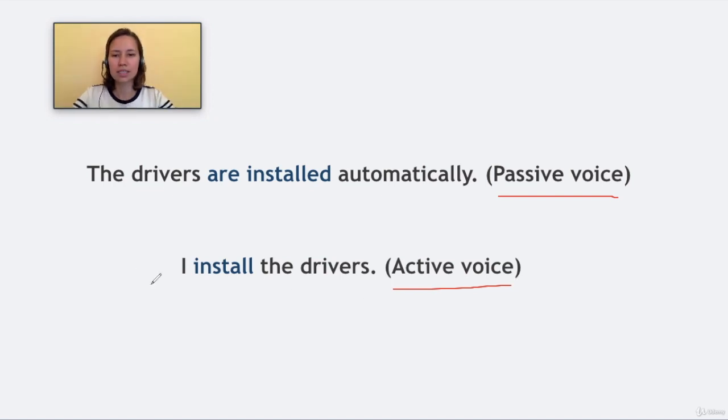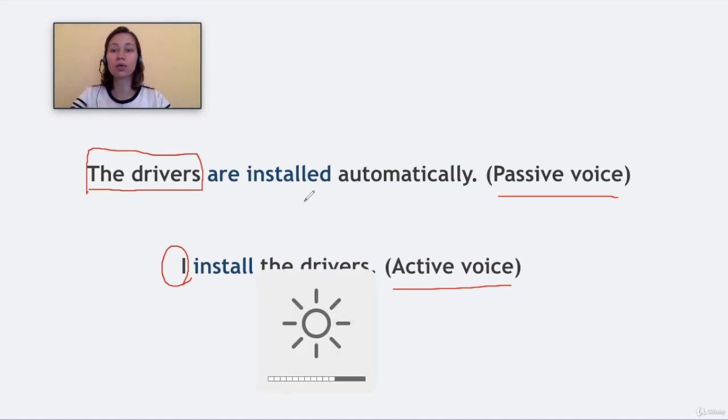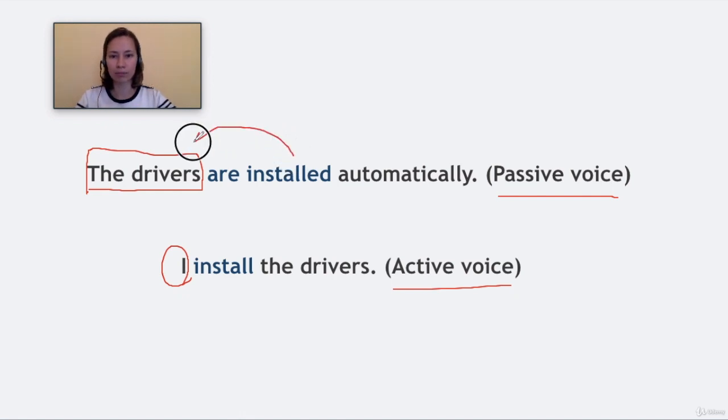If you look carefully, you can see that in the second sentence, we have the subject, which is I. We have a person who does the action. I install. I do something. And in the passive sentence, there is nobody who does the action. You see that the drivers are installed, which means they don't do anything, but the action is done on them. So this is the main difference between passive voice and active voice.